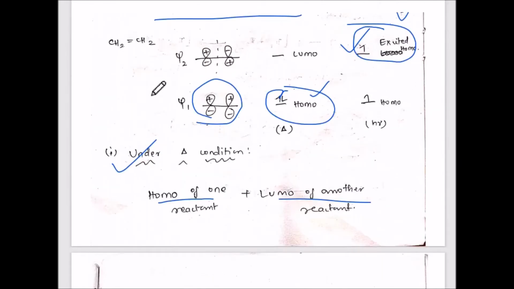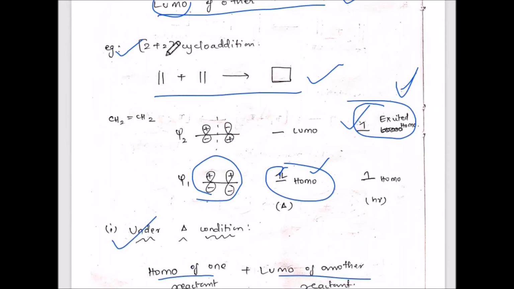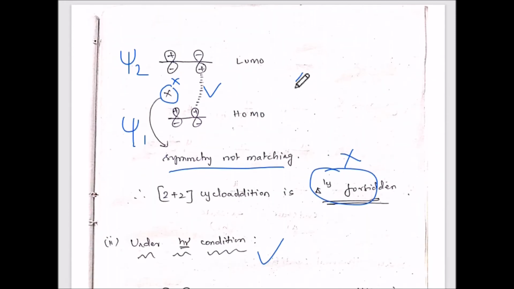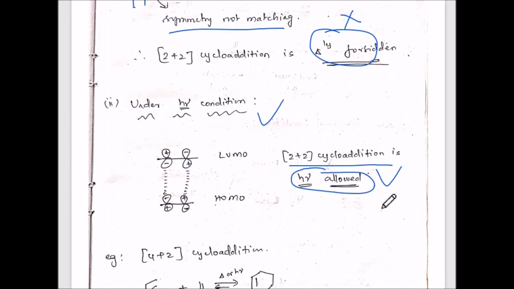You can see here 2 plus 2 cycloaddition means 2 plus 2 is equal to 4, which involves a 4 pi electron system. So a 4 pi electron system stands for a 4n system. Your 4n pi electron system in a cycloaddition reaction is only photochemically allowed, right? You just remember this. So if you add 2 plus 2 you get 4, so a 4n pi system is photochemically allowed. You have to remember this.